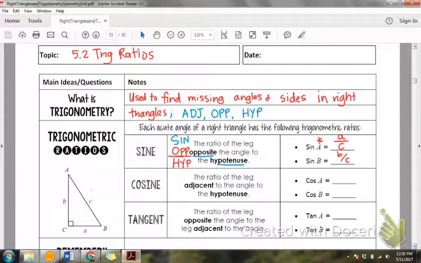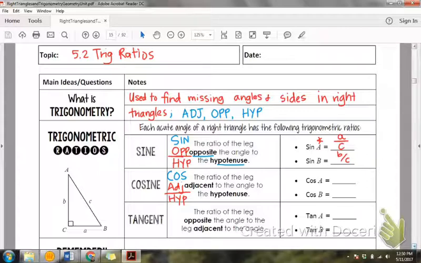Okay, the next one is cosine. And cosine, so we're going to say cosine is represented by the adjacent over hypotenuse. Cosine is the adjacent. What does adjacent mean? Beside. Adjacent is the hardest one to find, okay?